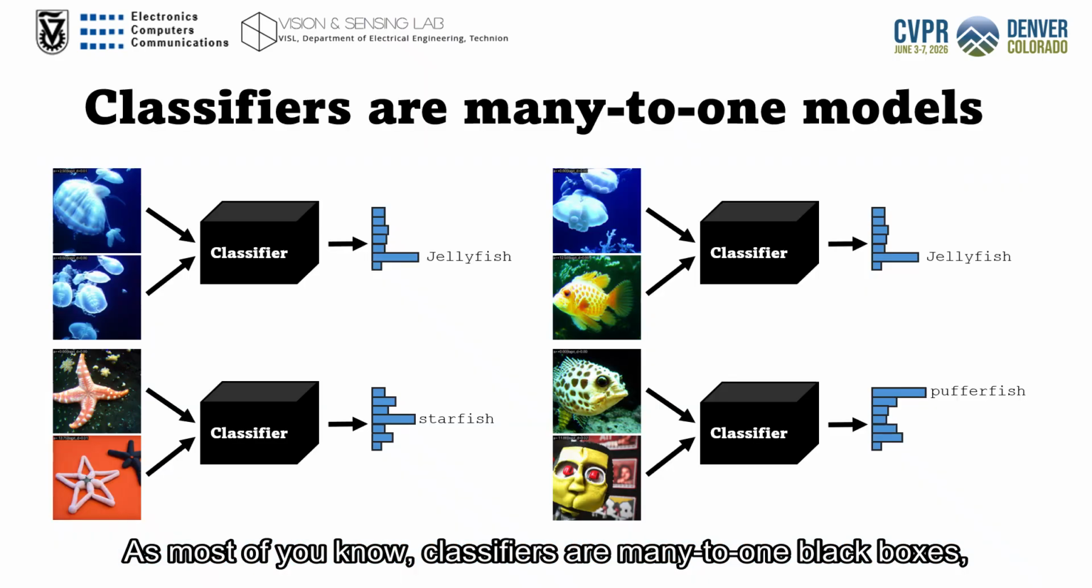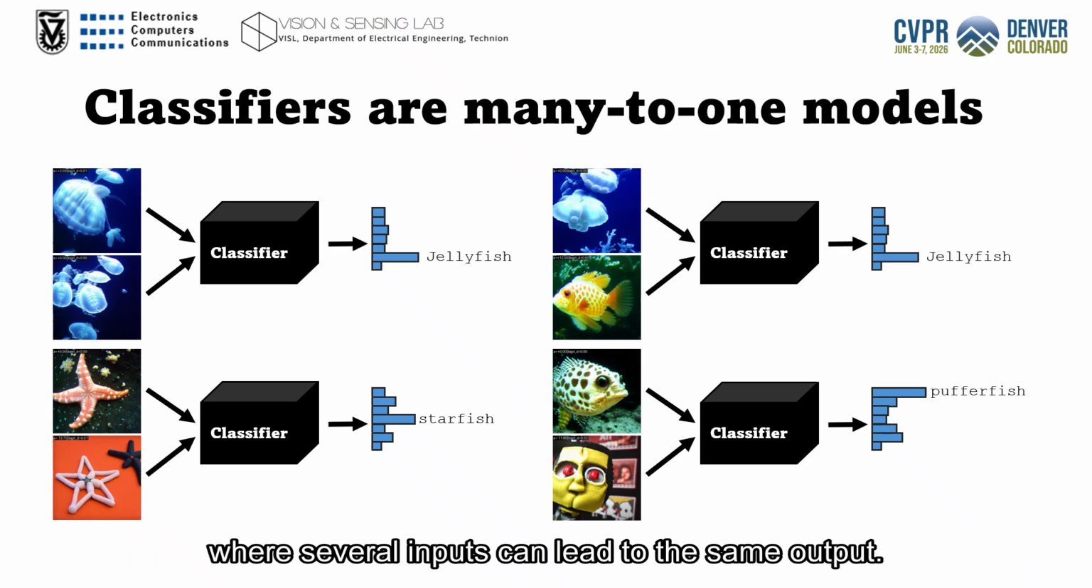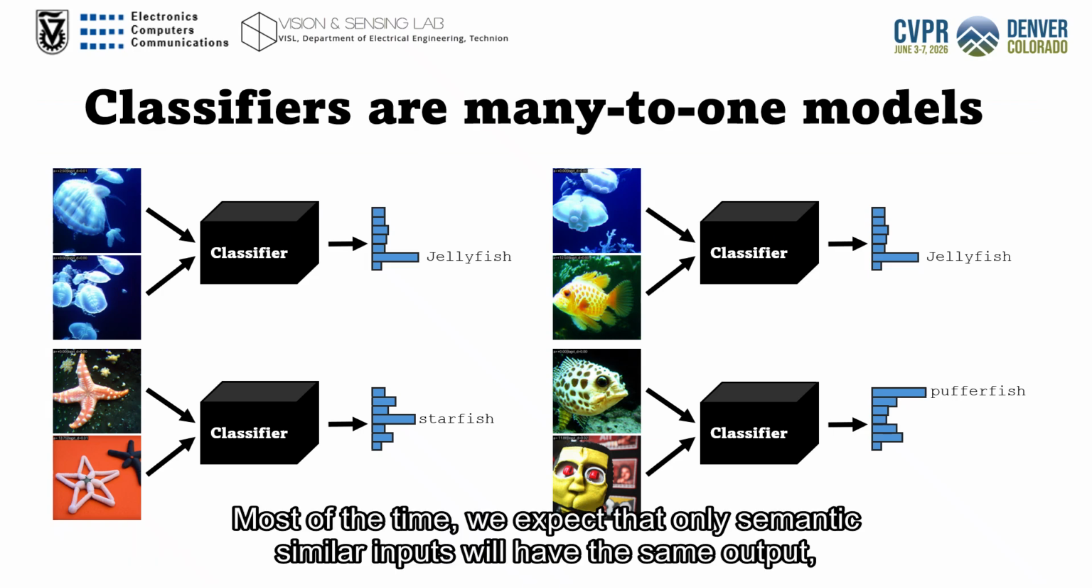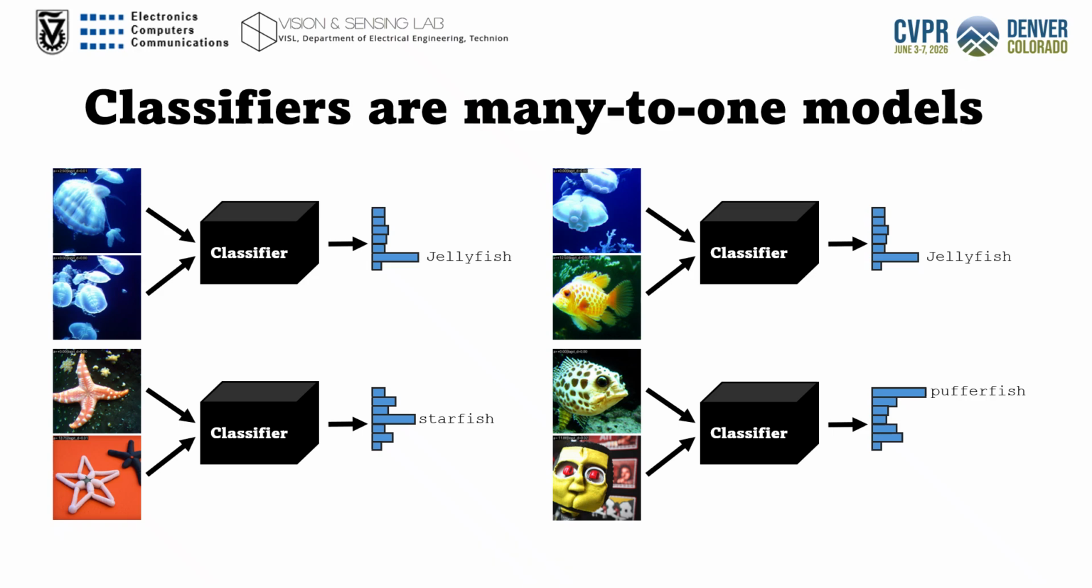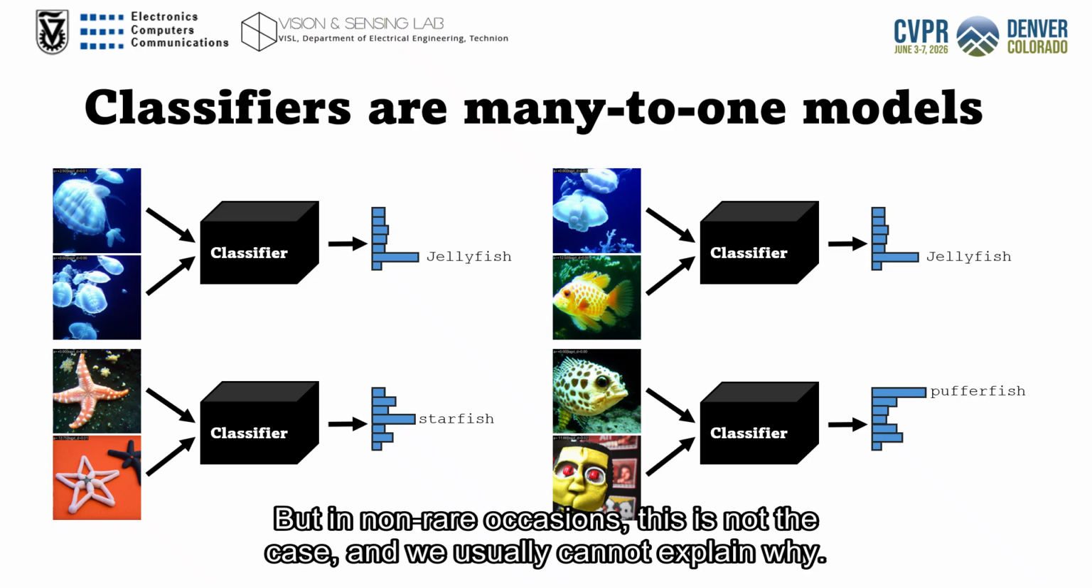Today we would like to talk to you about SING, our new method to analyze invariants in classifiers. As most of you know, classifiers are many-to-one black boxes, where several inputs can lead to the same output. Most of the time, we expect that only semantically similar inputs will have the same output, as non-informative features should be ignored. But on rare occasions, this is not the case, and we usually cannot explain why.